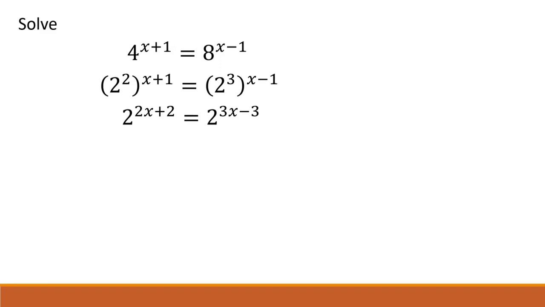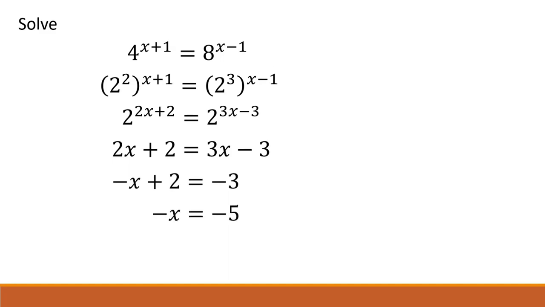Now we've got two exponential expressions that are equal to each other, and they have the same base. So the exponents have to be equal to each other. We can subtract 3x from both sides, subtract 2 from both sides, and multiply both sides by -1 to get our solution of x equals 5.